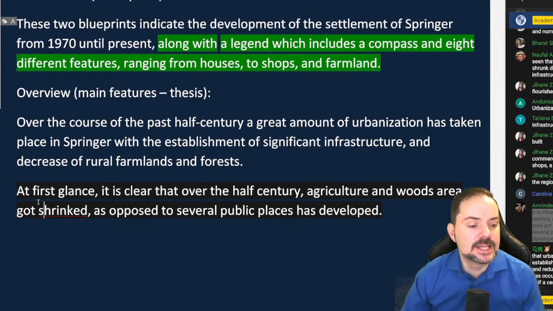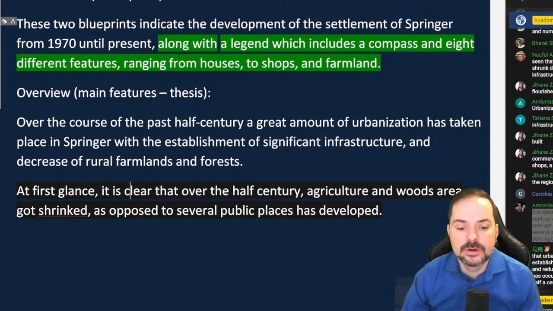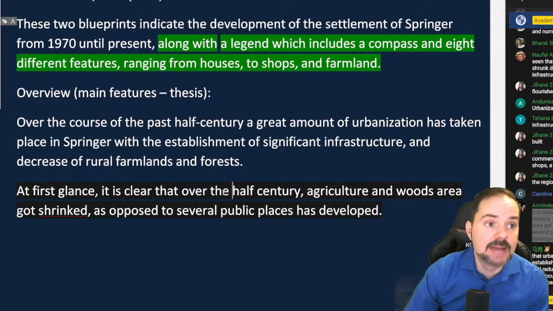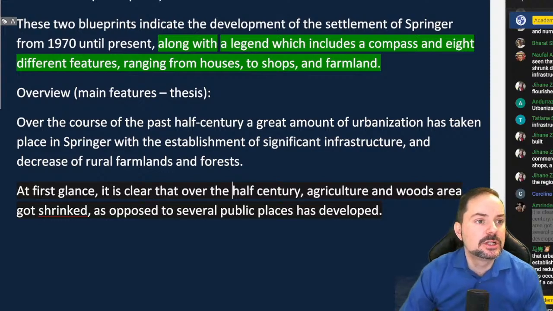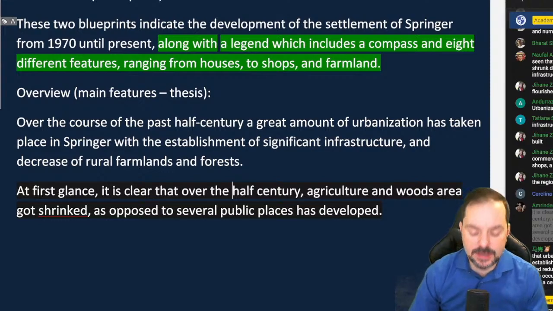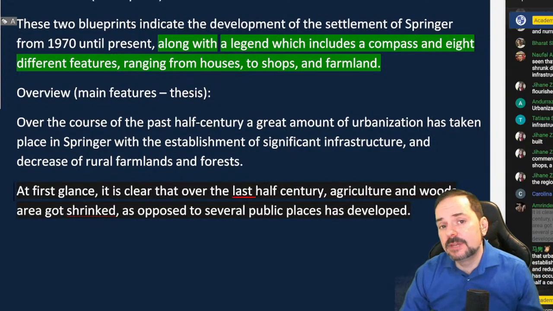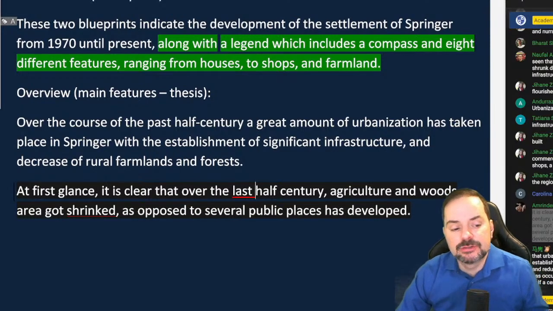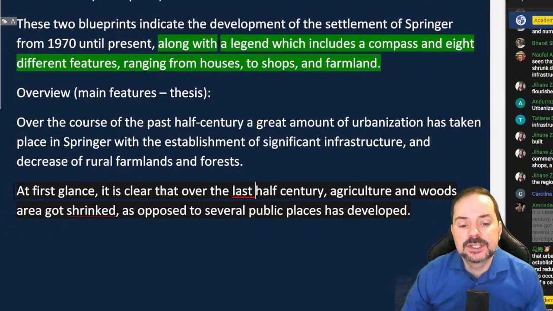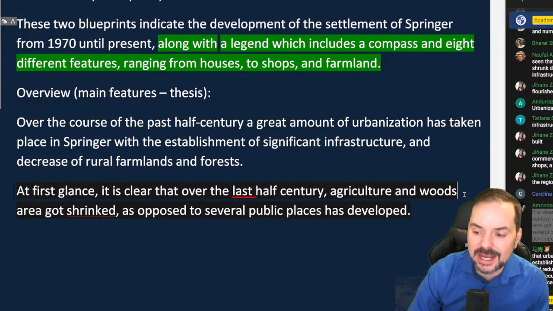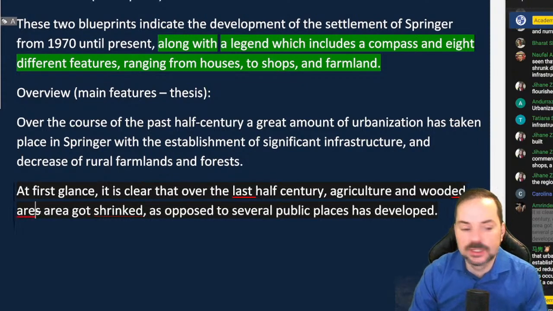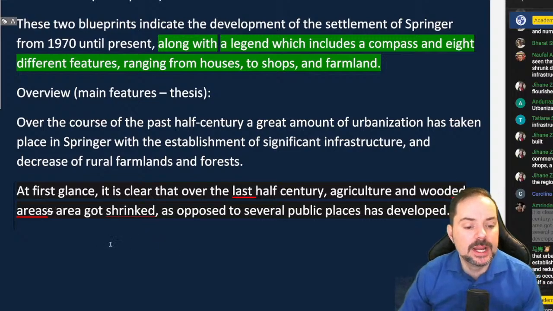So Amrinder says, at first glance, it is clear that over the last half century, so we need a bit of information clarity there. Okay, last half century, because it's from 1970 until now, right? So at first glance, it is clear that over the last half century, agriculture and woods and wooded areas, it's a tricky one, but this would be a better way to write it here. Wooded areas not got shrinked, okay?